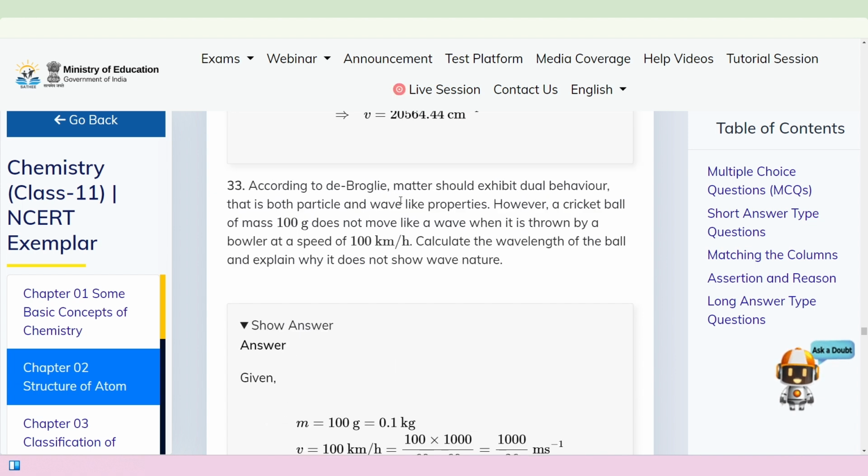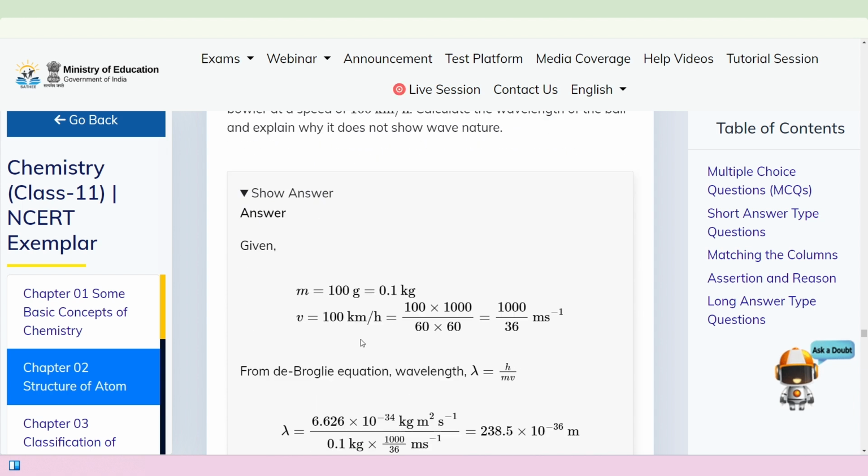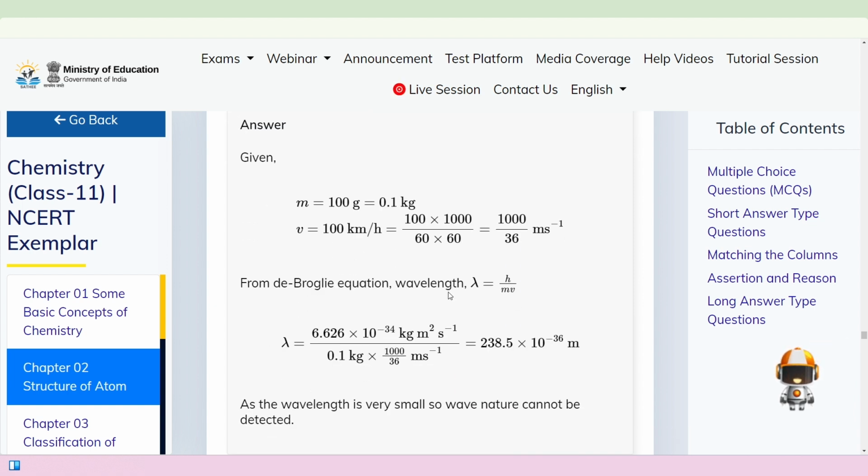Next is, according to de Broglie, matter should exhibit dual behavior. So it can be wave or it can be particle, that is, both particle and wave nature. However, a cricket ball of mass 100 gram does not move like a wave. We know that. Why is it so? For traveling at 100 kilometer per hour speed, no wave nature is observed. What is the reason for that? So let us calculate the lambda associated with it. The velocity is first converted from kilometer per hour into meter per second, and then we use this formula to calculate the lambda, which gives us 238.5 into 10 to the power minus 36 meter.